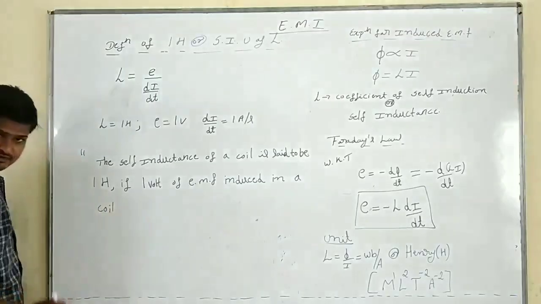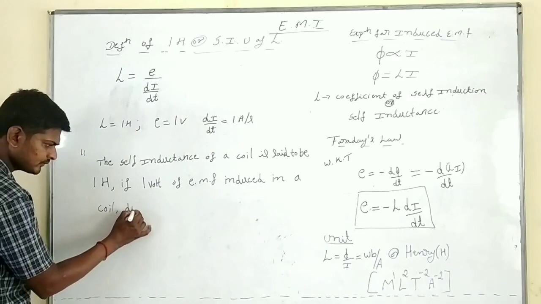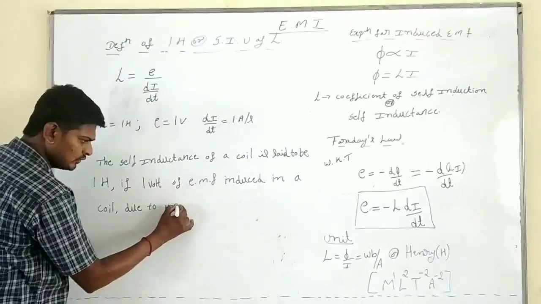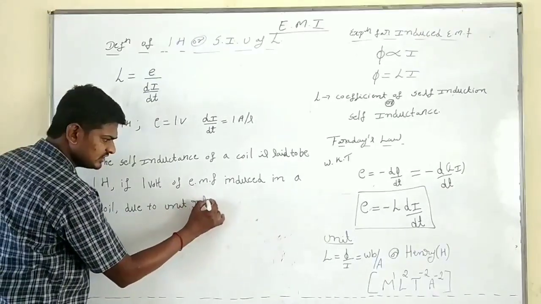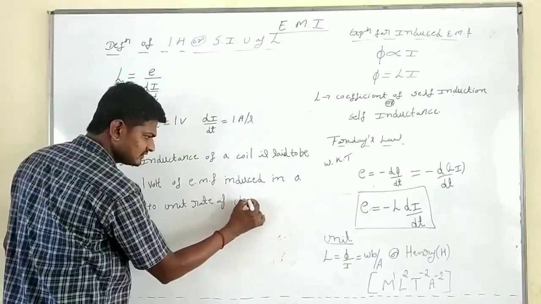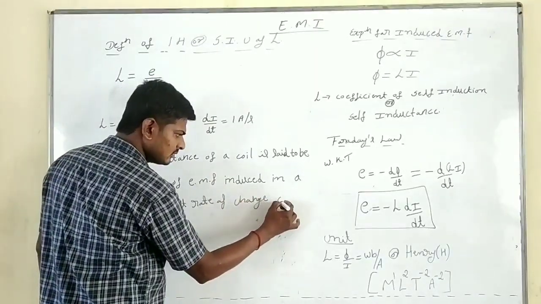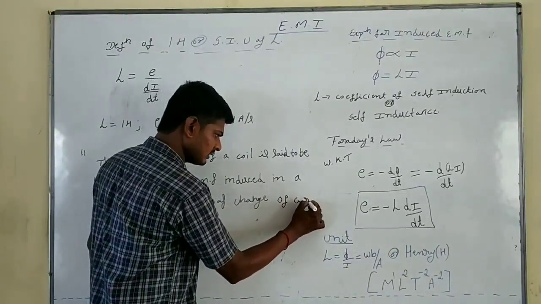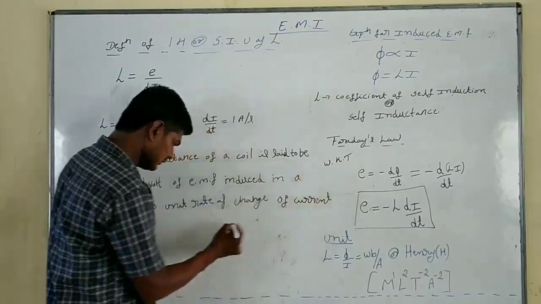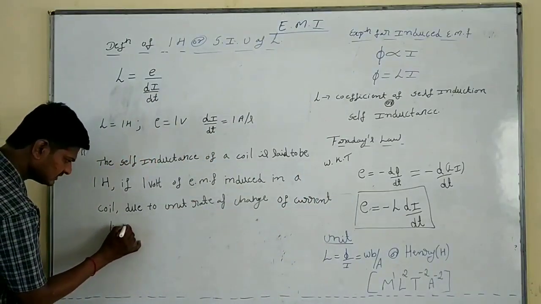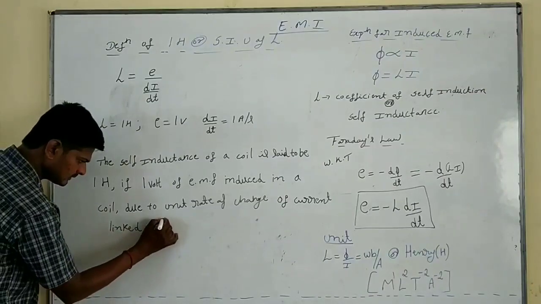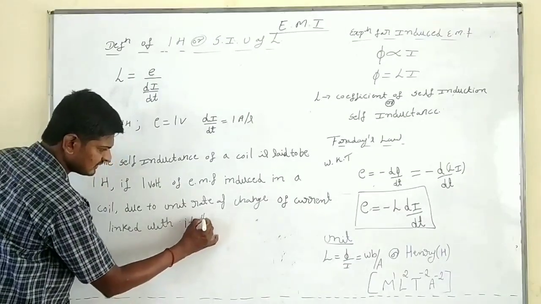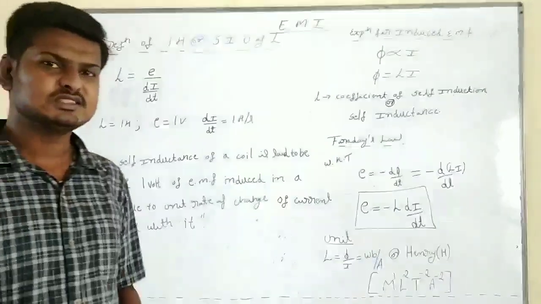1 volt of EMF is induced in a coil due to dI by dt of 1 ampere per second, that is, due to unit rate of change of current linked with it, or linked with the same coil.